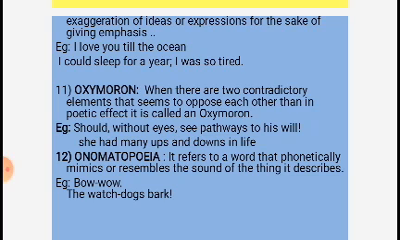And the last figure of speech for today's topic, basic figures of speech, is onomatopoeia. It refers to the word that resembles or mimics the sound of the thing that it describes. For example, jingling of the bells, like bow wow, the watchdogs bark. So, any sound which it resembles and gives a poetic effect, that figure of speech is onomatopoeia.